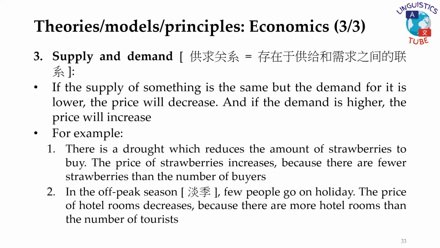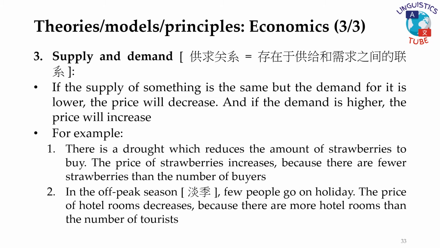The theory of supply and demand states that if the supply of something is the same but the demand for it is lower, the price will decrease. And if the demand is higher, the price will increase. Let's look at 2 examples.